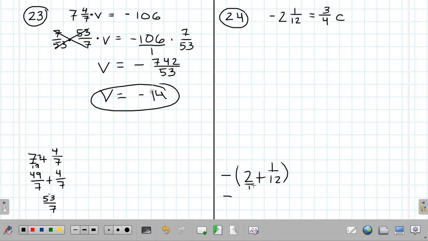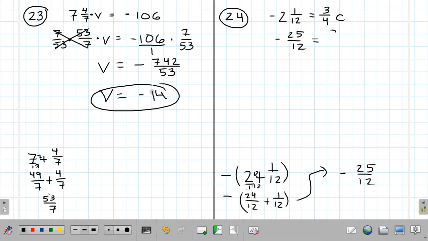Once again, both of them have to have 12. So if I multiply this times 12, 24 over 12 plus 1 over 12. So then that makes this negative 25 over 12. Okay, and that's telling you what this is. So this is negative 25 over 12 is equal to 3/4 C.